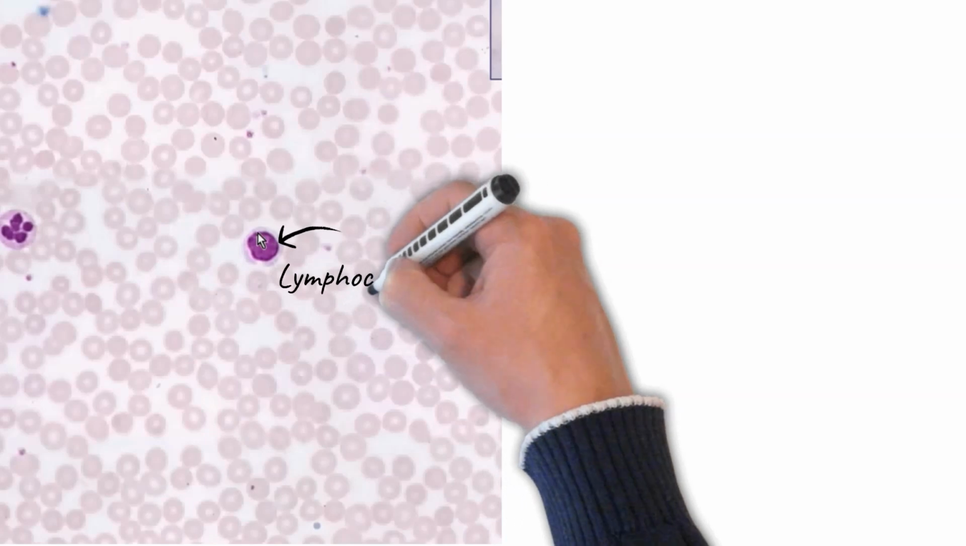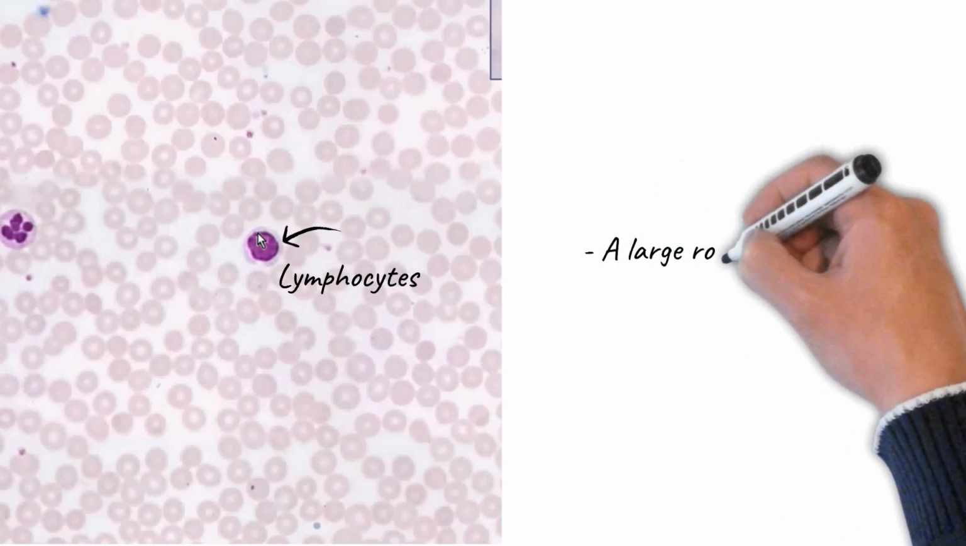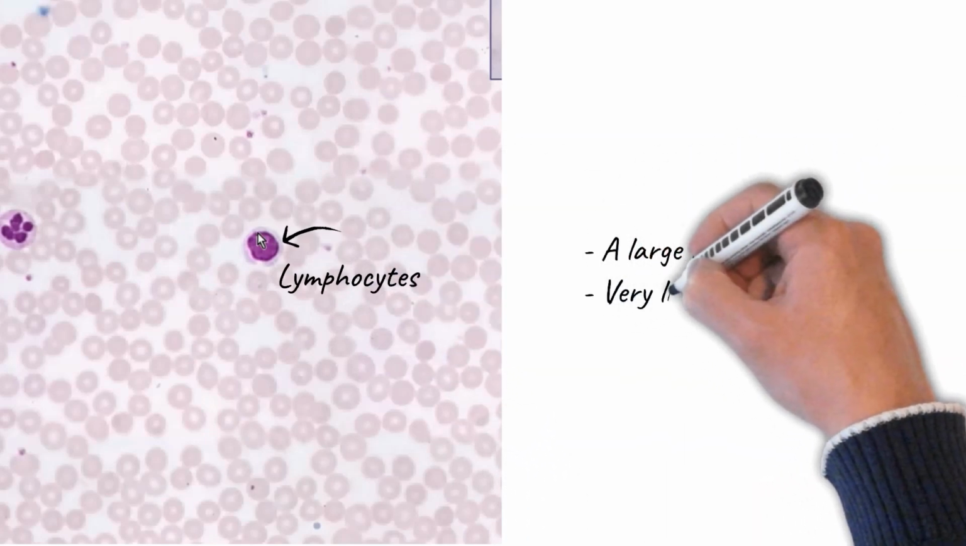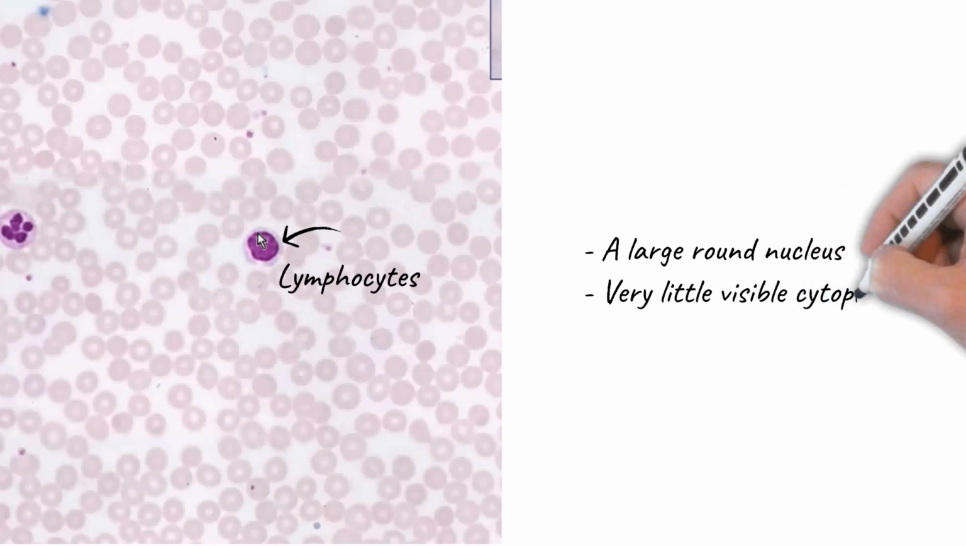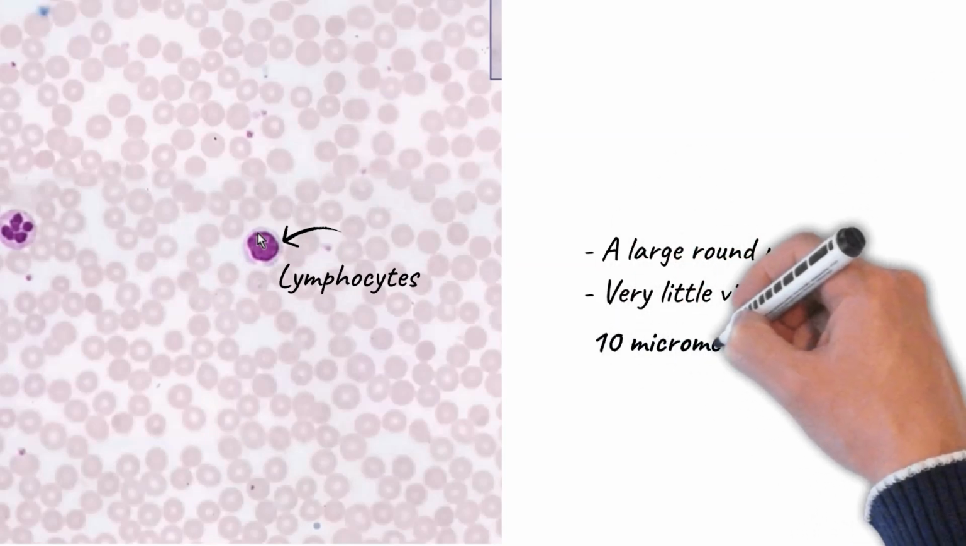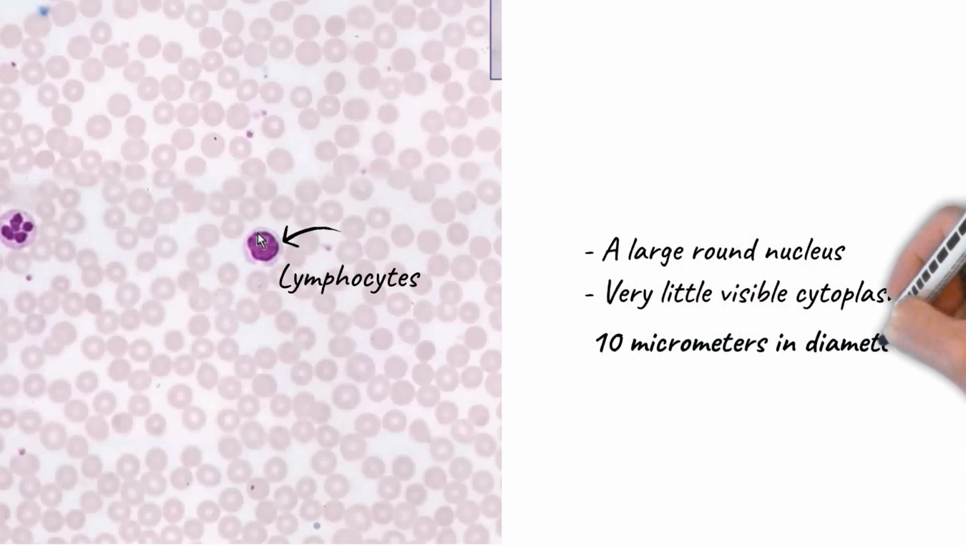Another common white blood cell is the lymphocyte. Now, lymphocytes have a large round nucleus and very little visible cytoplasm. They are slightly larger than the red blood cells, typically measuring around 10 micrometers in diameter. Lymphocytes are important for immune responses and antibody production.